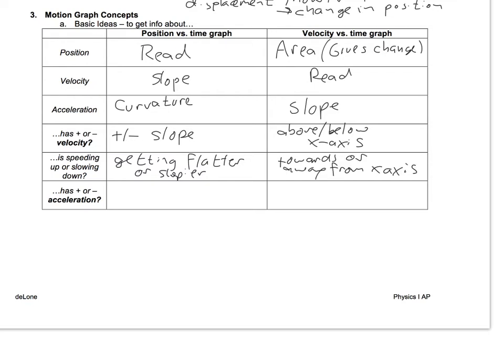Lastly, positive or negative acceleration. On a position versus time graph, we're looking at whether it's concave up, in which case it's positive, or concave down, in which case it's negative. And on a velocity versus time graph, we're looking at positive or negative slope.